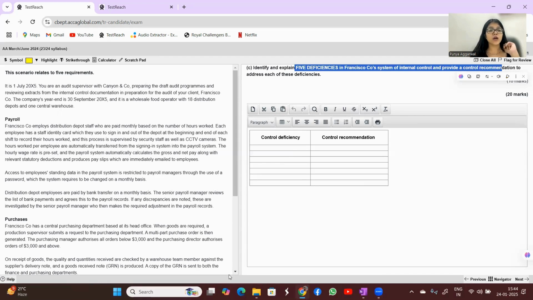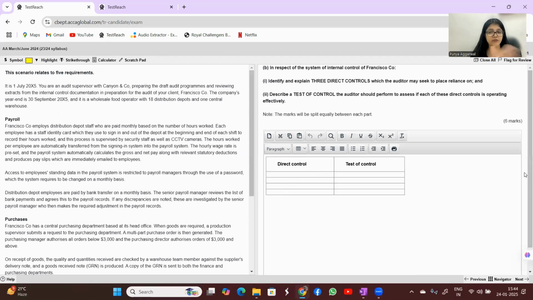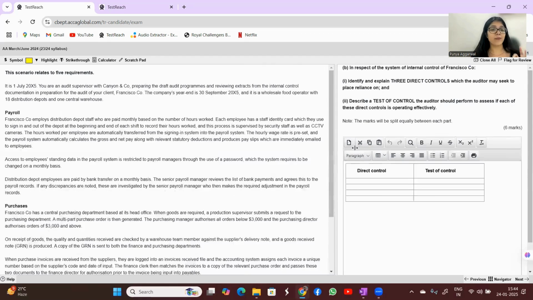Okay. Now, usually what I do, again, same thing to save time, because of course I do not have to navigate. So I'll read the case study. I'll show you how to do it. I'll copy paste direct controls over here. I'll copy paste the deficiencies also over here. Then I'll copy paste this to the next sheet. I'll show you that also. Saves a lot of time, guys.